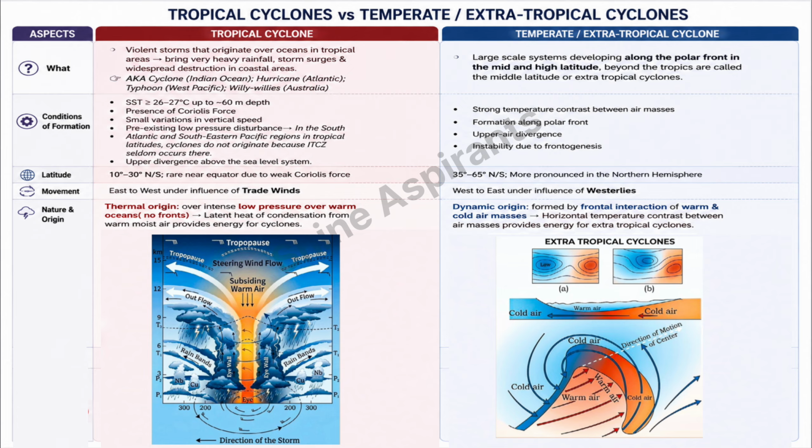Movement: east to west under the influence of trade winds. Nature and origin: thermal origin, intense low pressure over warm oceans with no fronts. Latent heat of condensation from warm moist air provides energy.